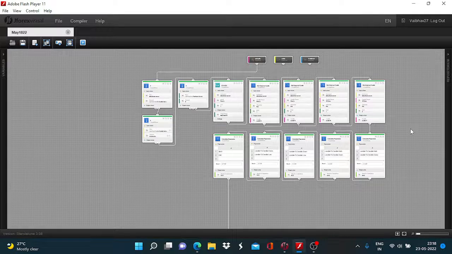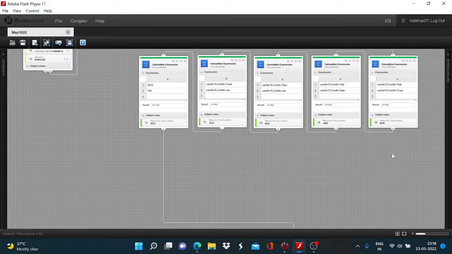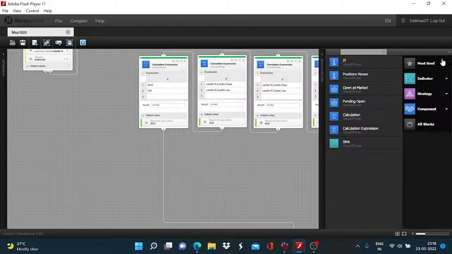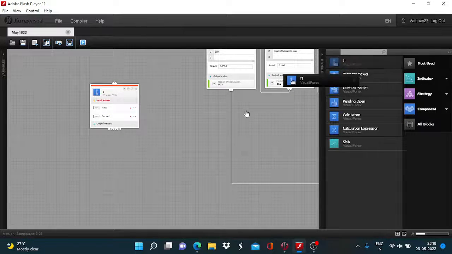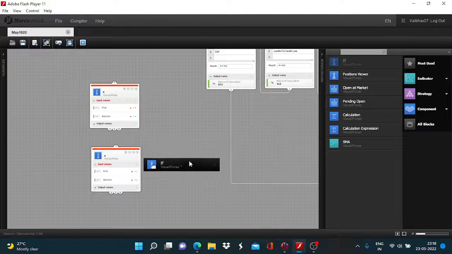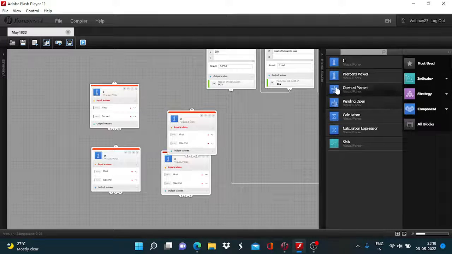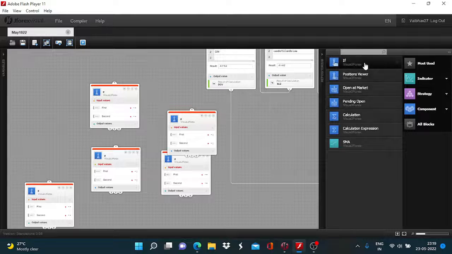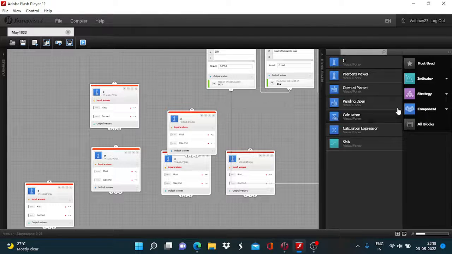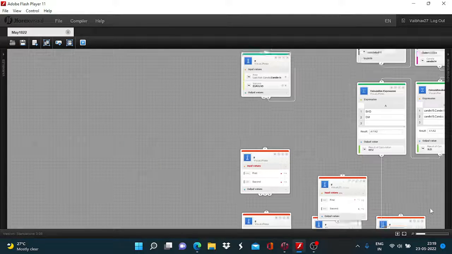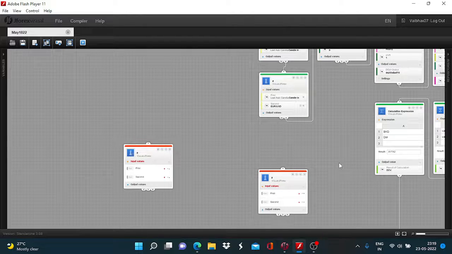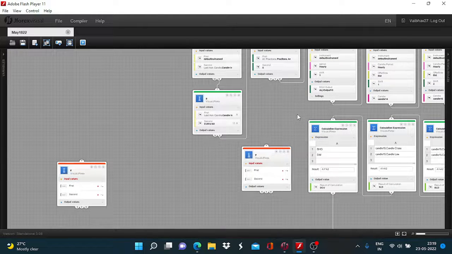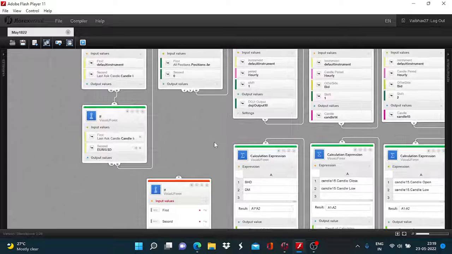being met. Okay, so we are going to need 6 of the if blocks to define the conditions. So I will add 6 of these. And afterwards, open at market. Okay, so we have this.